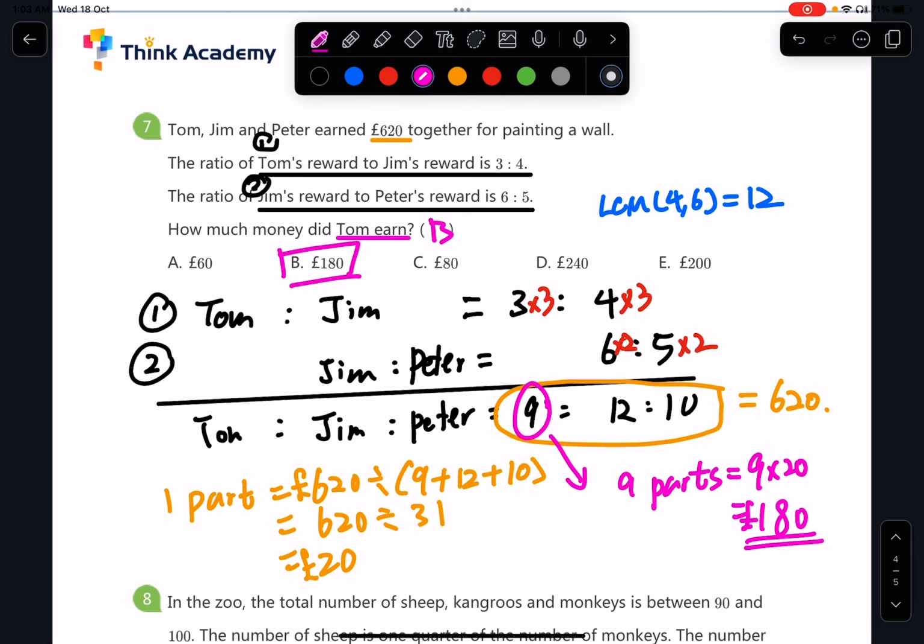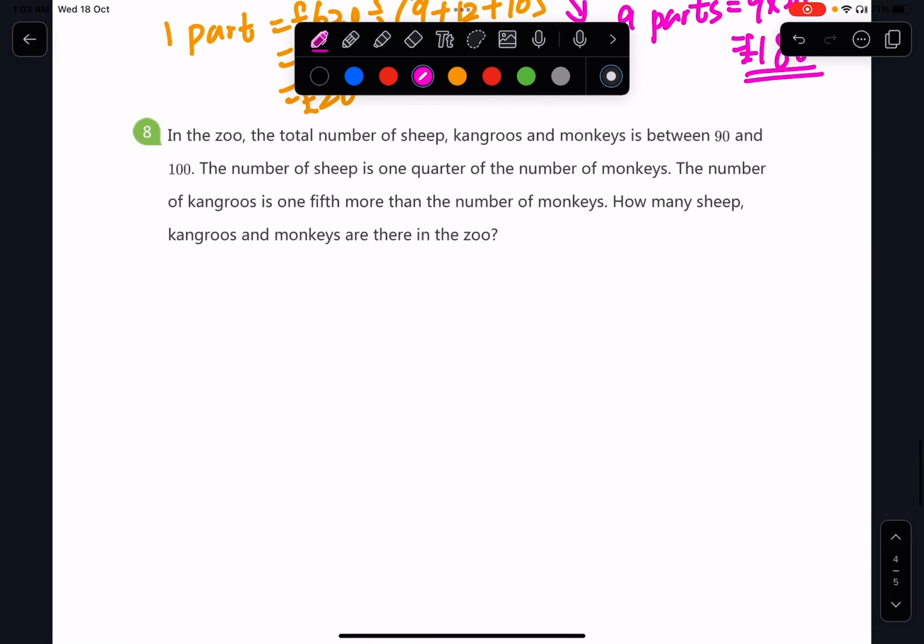Perfect. So now let's go to question 8. In the zoo, the total number of sheep, kangaroos, and monkeys is between 90 and 100. So it means the number is between 90 and 100. The number of sheep is 1/4 of the number of monkeys. The number of kangaroos is 1/5 more than the number of monkeys. How many sheep, kangaroos, and monkeys are there in the zoo?